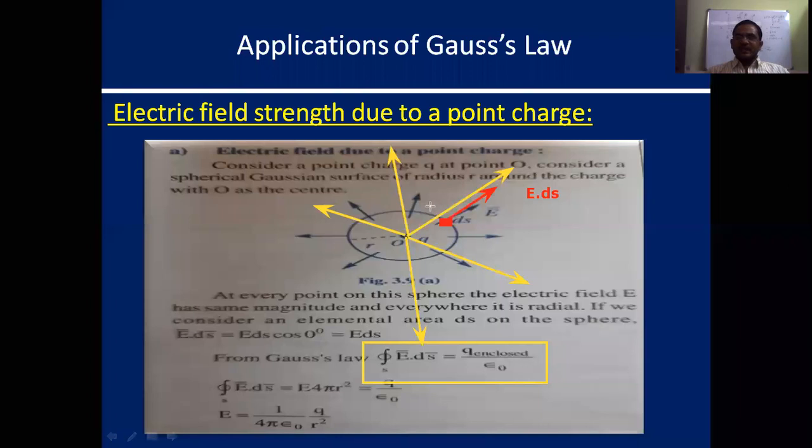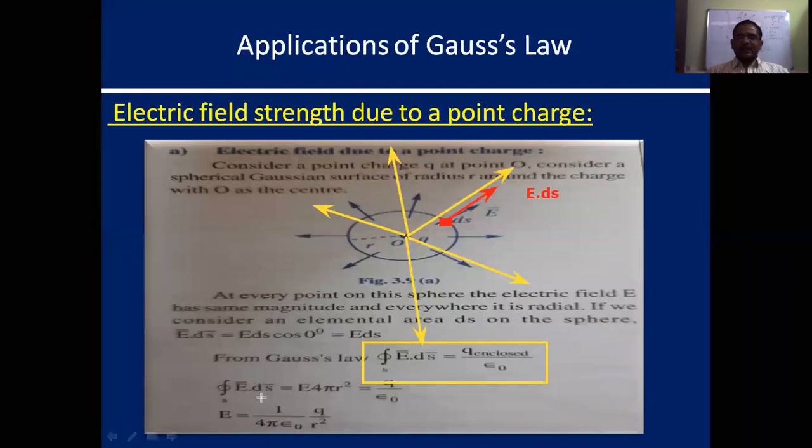Since the field strength at every point on this surface is the same, due to the symmetry of the charge distribution, all the points on the spherical surface are at an equal distance from the center. The magnitude of field strength at every point on the spherical surface remains constant. Since E is constant, you write it outside of the integral, right?